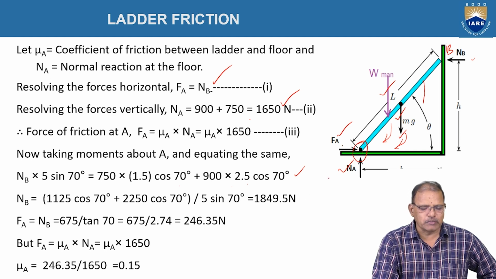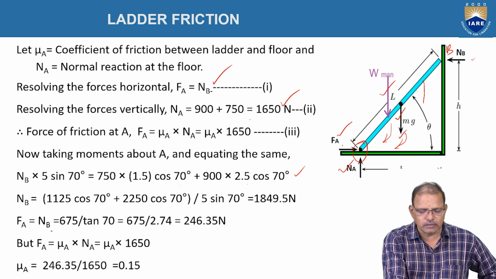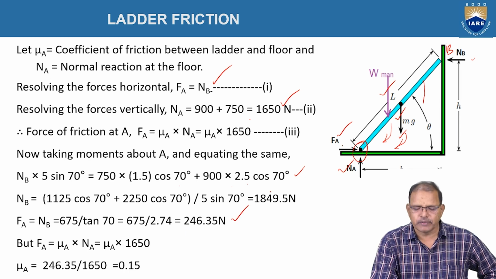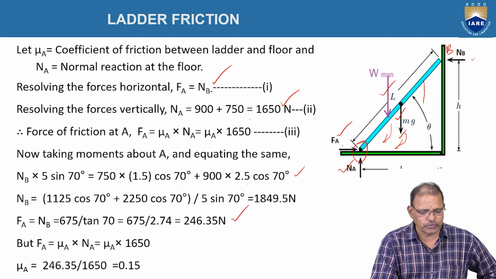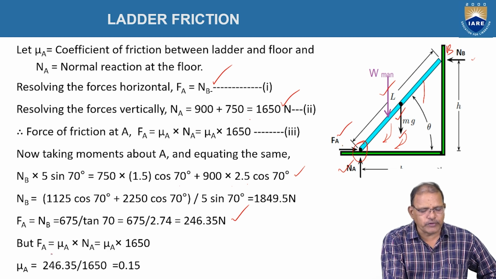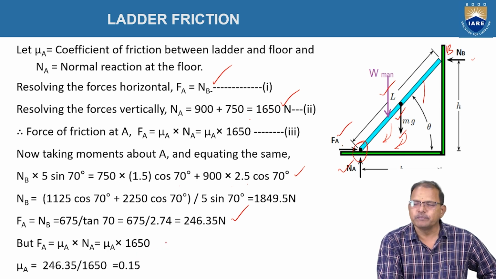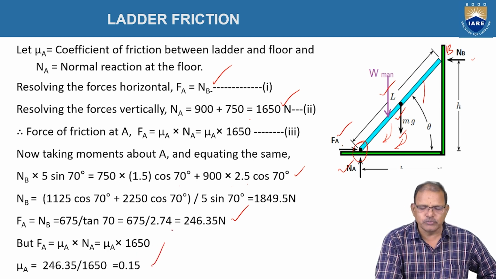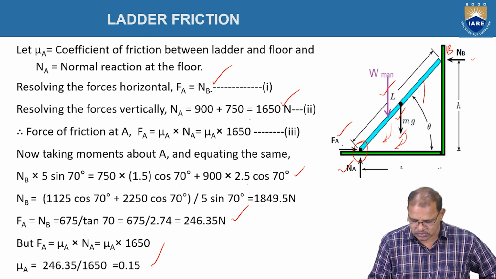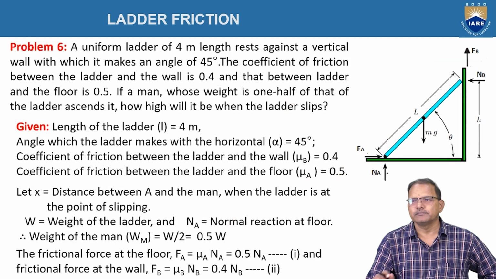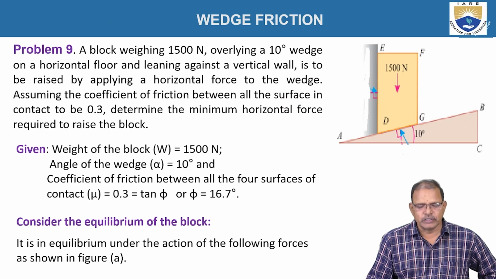Similarly, FA is equal to mu into NB, which is equal to 675 divided by tan 70, which is equal to 246.35 newtons. Similarly, FA is equal to mu A into NA, mu A into 1650. From this relation, mu A, that is the coefficient of friction at point A, is equal to 0.15.